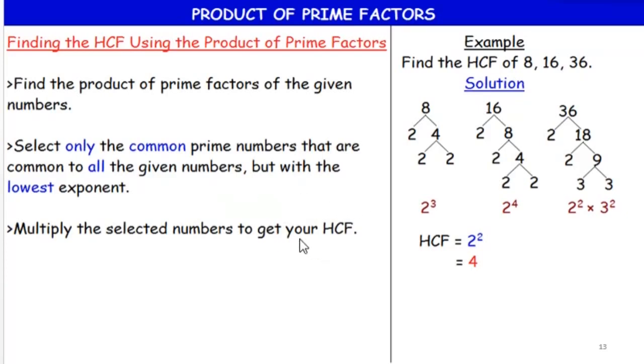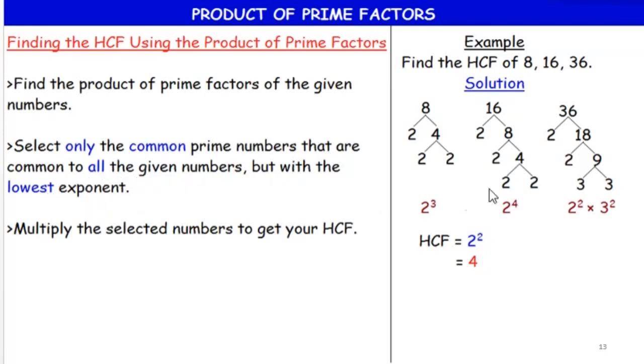You see, with the LCM, we said we have to add any other uncommon prime number. For HCF, we don't include the uncommon numbers. We are only interested in what? In the common prime numbers with the lowest exponent, and the number must be common to all the given numbers. Alright, so 2 is here, 2 is here, 2 is here. Right, now 3 is here, 3 is not here, 3 is not here, so we don't consider 3. That is for HCF. So only the common prime number that is common to all the given numbers, but with the lowest exponent.